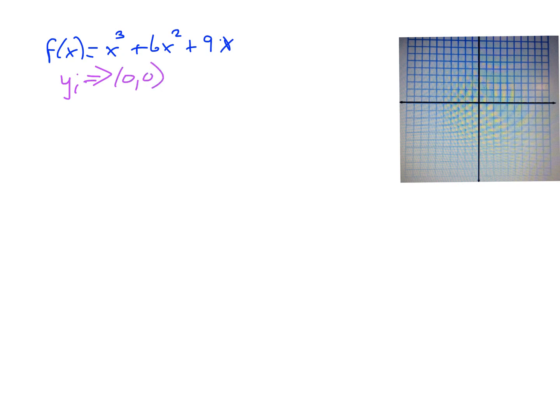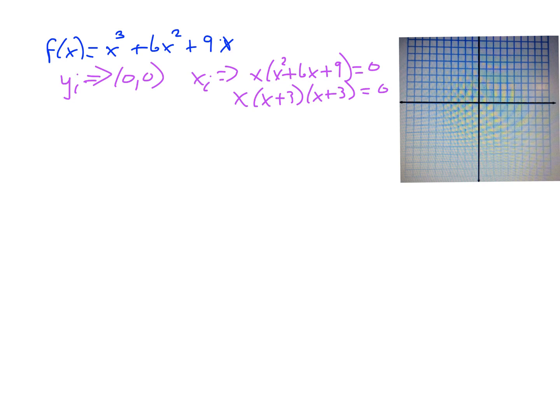For our x-intercept, if we want to let y equal 0, then we could common factor an x out of all of the terms in our polynomial function. So we could have x times (x squared plus 6x plus 9) equals 0. And if we factor that again, we have (x plus 3)(x plus 3) equals 0.